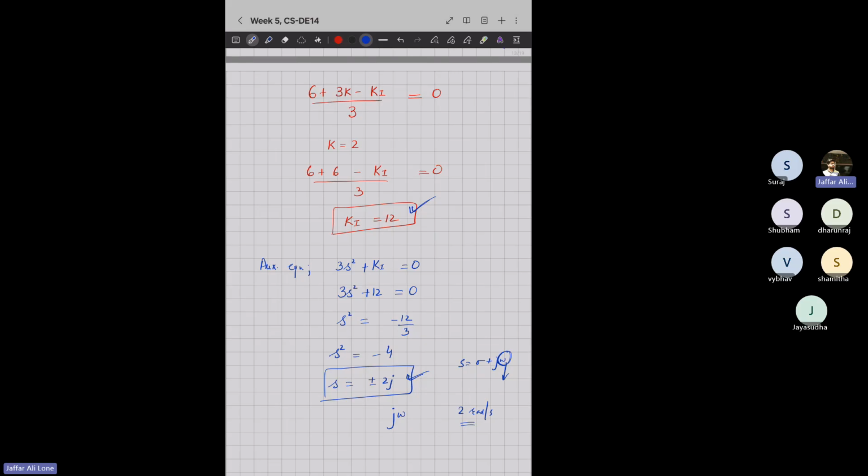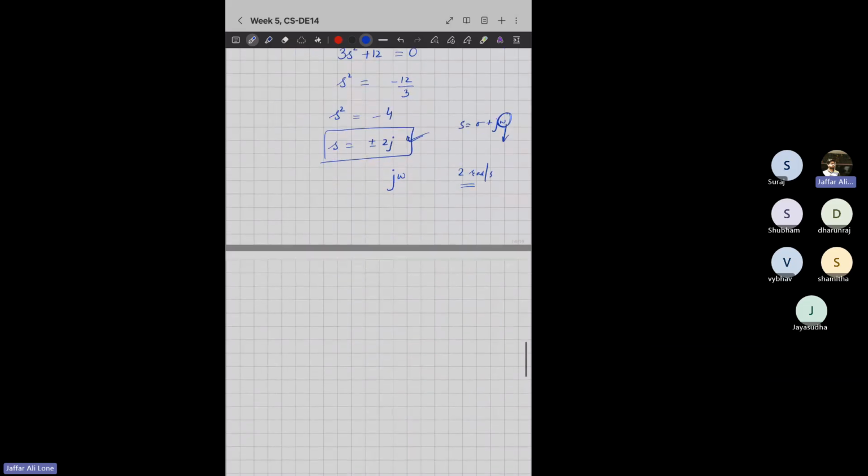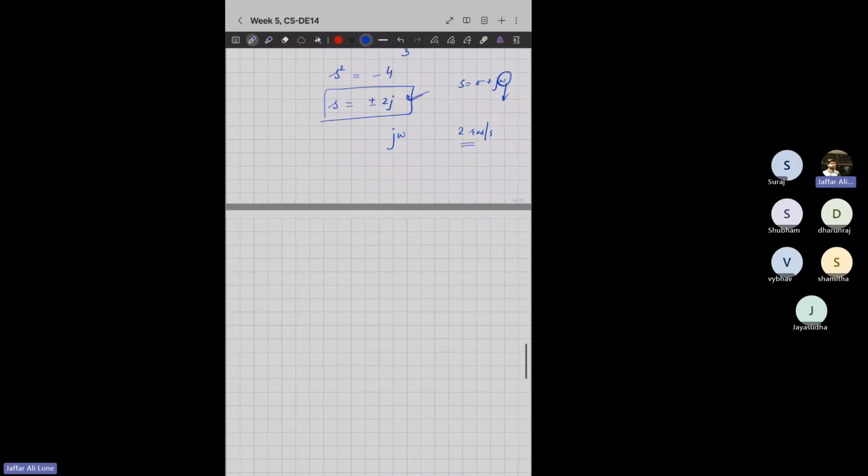What's the time left? Oh, we have time. We can solve two more questions. Anybody has any doubt? We're going to solve one very, very interesting question again that will use all the concepts. If you have any doubt until here, we can discuss.